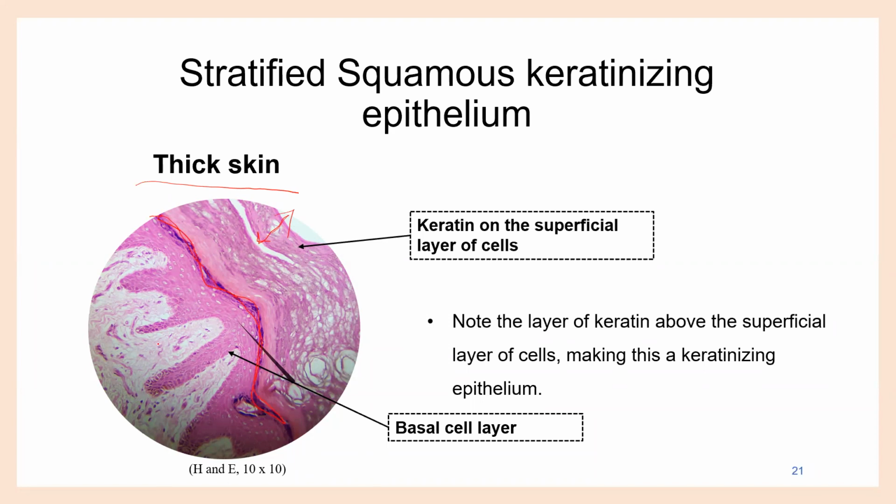And here you can see the dermal papillae, right? And you can see the basement membrane, the basal cell layer and the other cell layers. The topmost one is the keratinized layer, a keratin layer, and then the stratum corneum. So there are layers of keratin above the superficial layer of cells, making this a keratinizing epithelium.